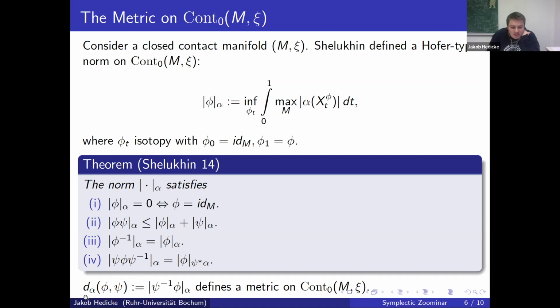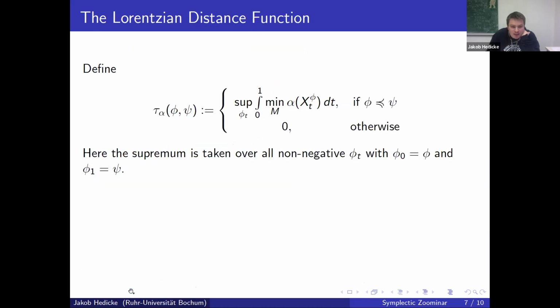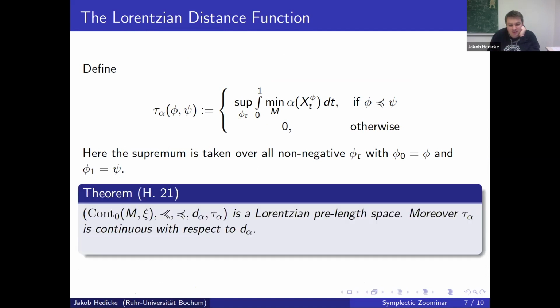Using this distance, one can actually show the same results. One can also define this Lorentzian distance function as the supremum over all positive paths of contactomorphisms which map a given Legendrian to another Legendrian, and then take the minimum over this Legendrian, instead of over the whole manifold. Basically one can show the same results. So this is also a Lorentzian pre-length space, which also satisfies these conditions.